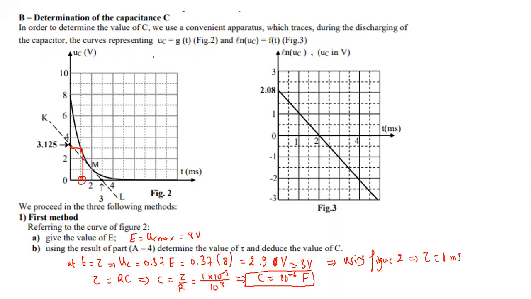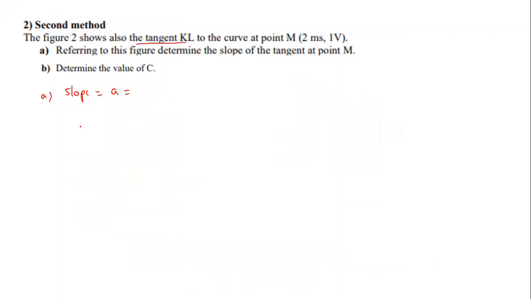So we take from the figure Y final minus Y initial. Here on this figure, we can take Y final is 0, Y initial 3.125. So it's 0 minus 3.125 over X final, which equals 3 milliseconds, so it's equal to 3 times 10 to the power minus 3, minus 0. So the answer is minus 1041.6. This is the slope.